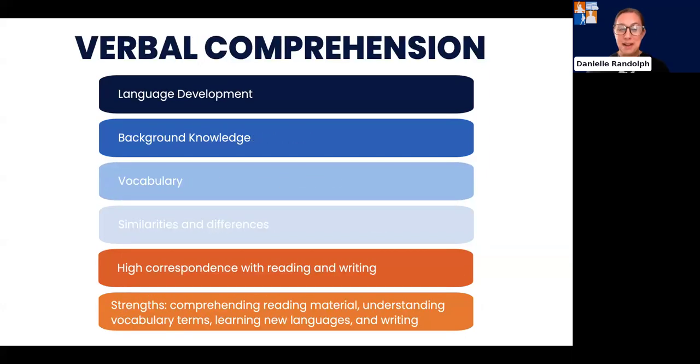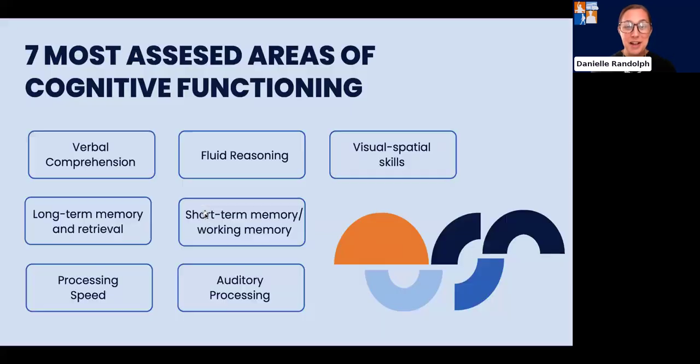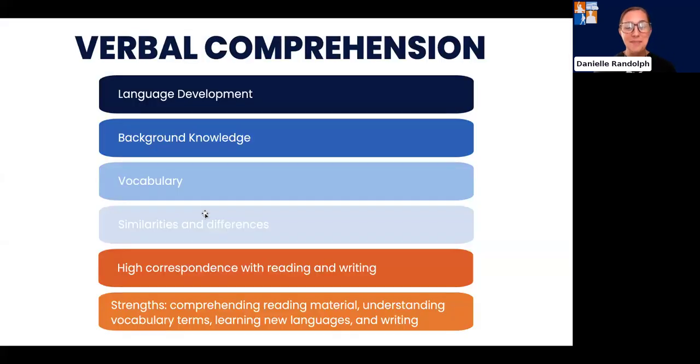Weakness in this area would mean that those strengths I just talked about would be weaknesses, right? So if this is an area that is not so strong, then you're going to struggle with reading, writing, and understanding those new languages. So we sometimes see students as they get older that really struggle with the foreign language requirement in high school.